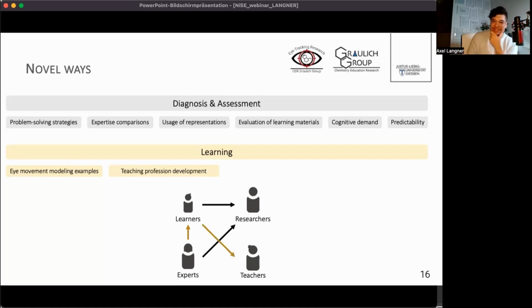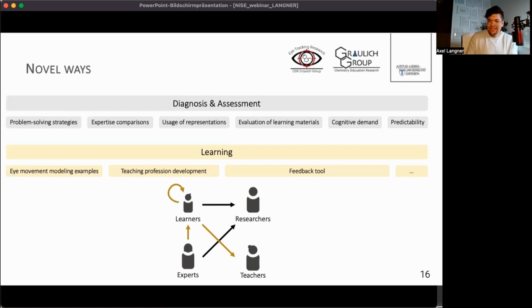Then also we could use it maybe for the teaching profession. Why not show teachers the eye movements of learners while, for example, they are learning with specific learning material, so that teachers get information on how to design learning material? And also, why not use eye tracking as a feedback tool, showing learners their own eye movements in order to stimulate them, for example, to reflect on their own processing?